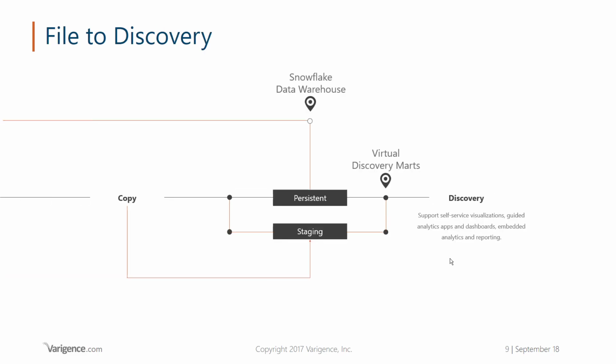And from there, once it's in Snowflake Stage, we will kick off the SQL, the ELT code on top, and we will copy the data out of the files into a staging table. If we have persistent staging configured, we will also load that into persistent staging in the same process. And then really the data is ready for discovery.